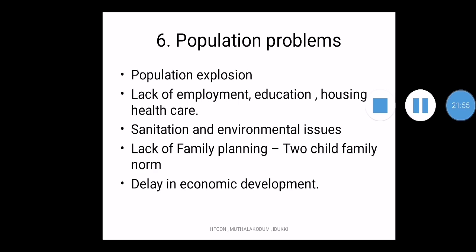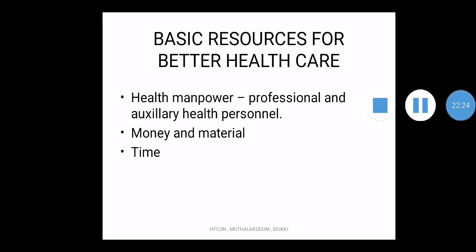So it is the role of our community health nurse to focus more on the 2-child family norm, and we should motivate all couples to take up this 2-child family norm. And because of all these population issues, we also see a delay in economic development. So we have more population and limited resources, so it will of course lead to a delayed economic development. So these are the various population problems.